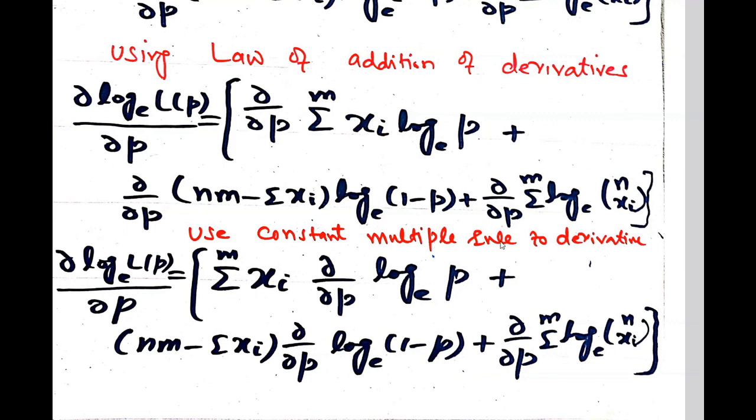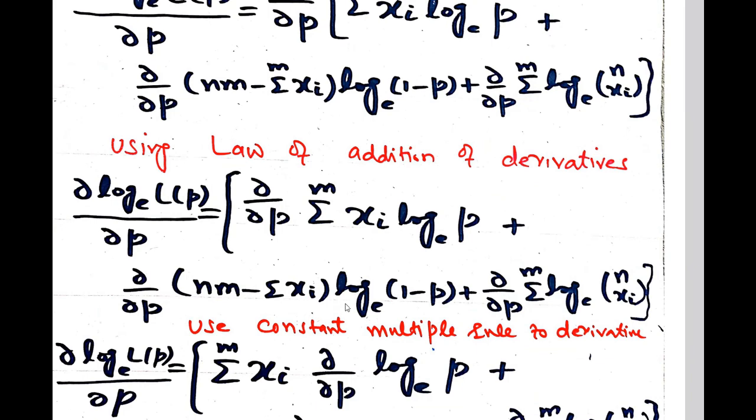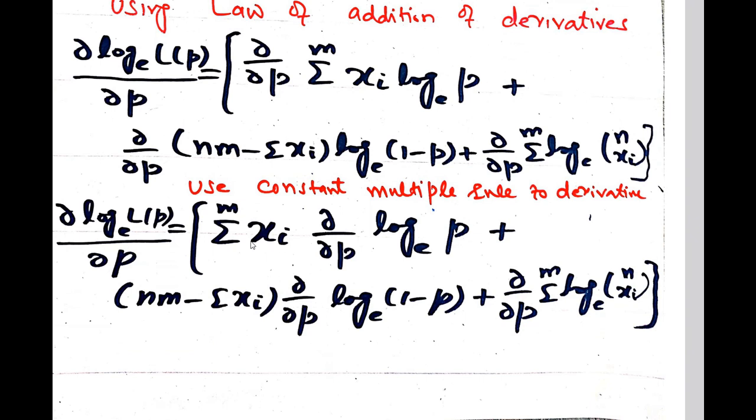What is the constant multiple rule? In the constant multiple rule we take the constant outside the derivative. Sum of m xi is the constant, because in this term there is no involvement of p. We take the derivative with respect to p, so every term instead of p is considered to be constant, and it is taken outside the derivative. So this is the constant multiple rule. I take the constant sum of m xi outside, and partial over partial p of log of p, plus.